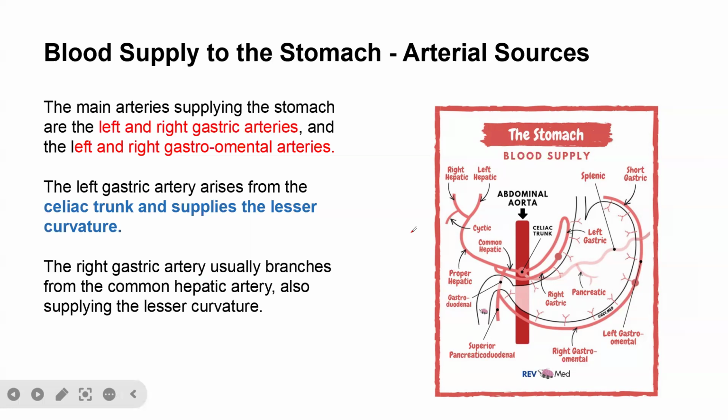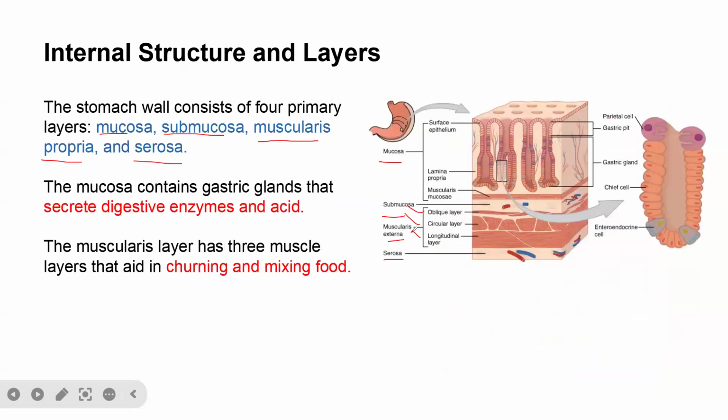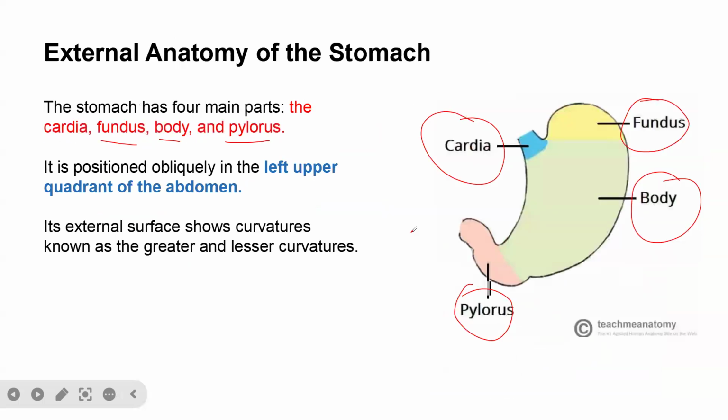And very importantly, the left gastric artery arises from the celiac trunk and supplies the lesser curvature. Remember, ladies and gentlemen, we talked about the greater and the lesser curvature. The external surface of the stomach is made of curvatures, and we have a greater curvature and a lesser curvature.